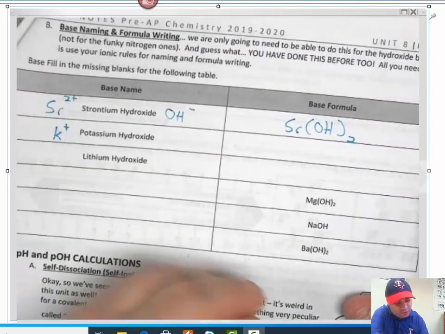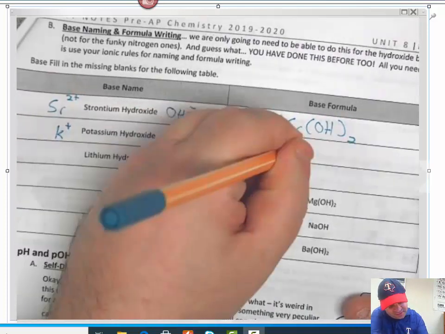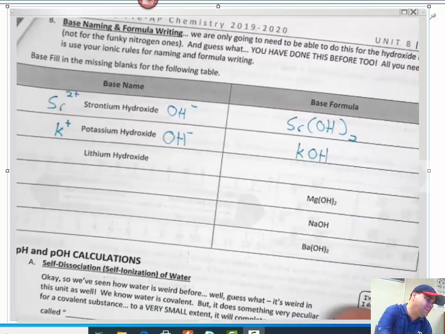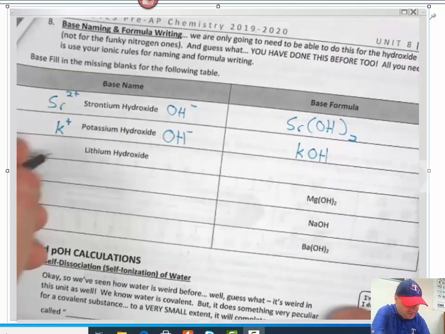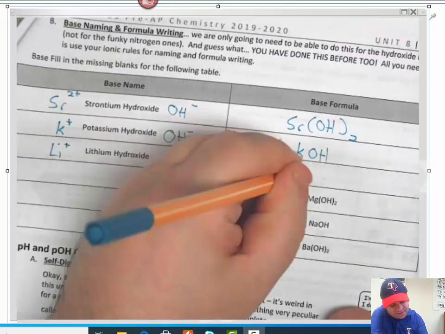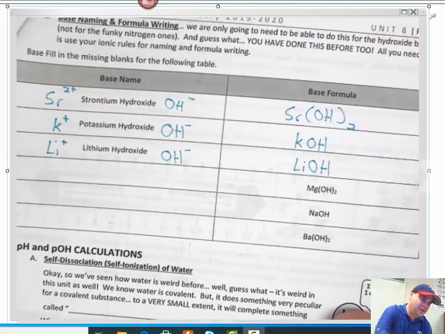Potassium is K+, it's in group 1, so it's plus 1. Hydroxide is OH-, so this is KOH. Lithium hydroxide is Li, it's in group 1, so it's plus 1. Hydroxide is OH-, so this is LiOH.